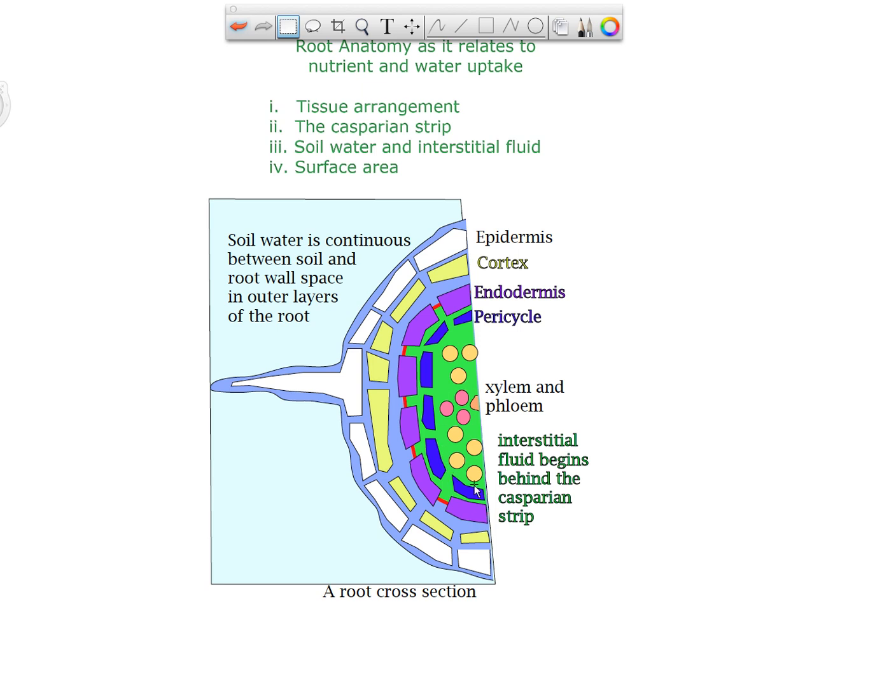The xylem and phloem are found inside of that, and the xylem, phloem, and pericycle are all bathing in interstitial fluid, unlike the cortex and epidermis, which are bathing in root soil water. What about the endodermis? Well, the endodermis is that set of cells that has connection both to the interstitial fluid and to the soil water.